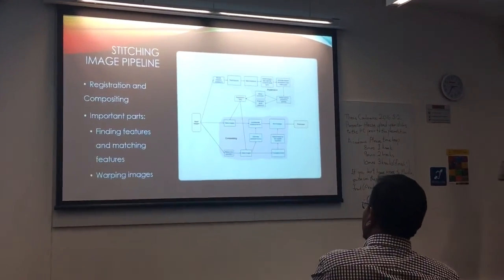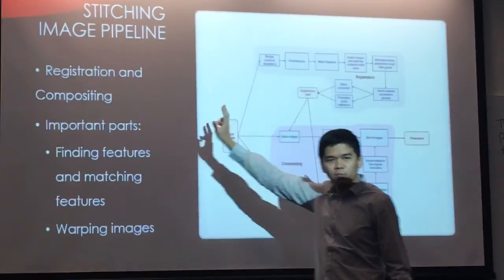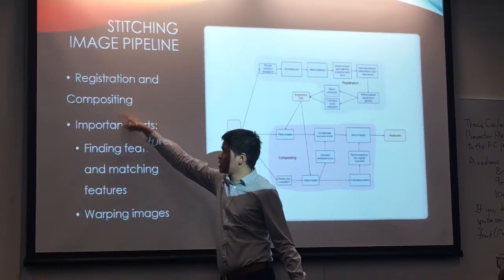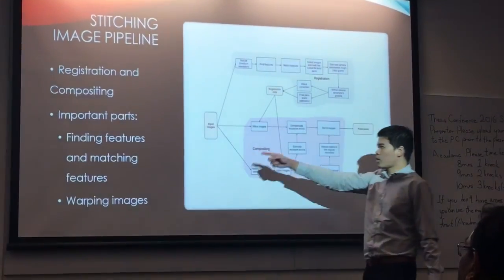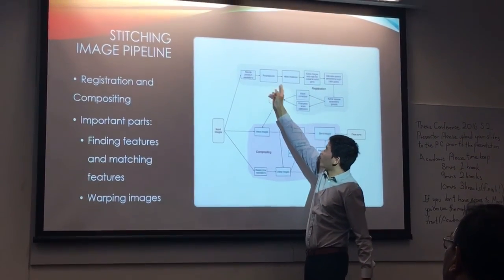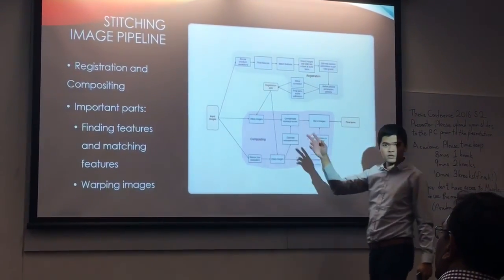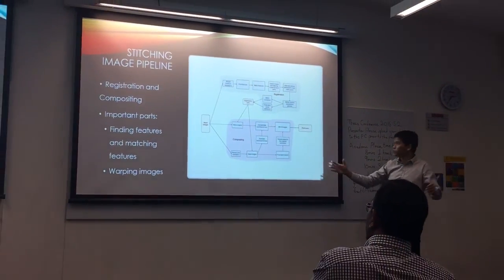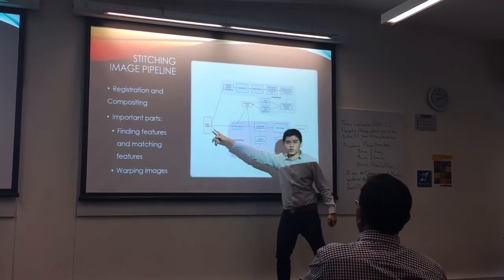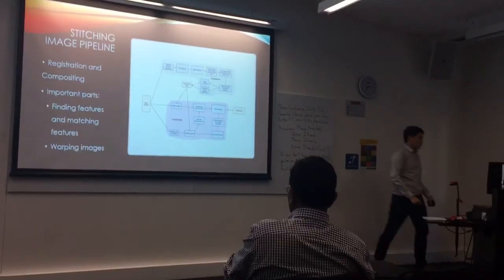Let's look at the pipeline. In the pipeline, we have two main important things: registration and composition. Finding features is the most important thing, and warping the image is the other. These two things produce, from the input images, a lot of images, the final panorama.